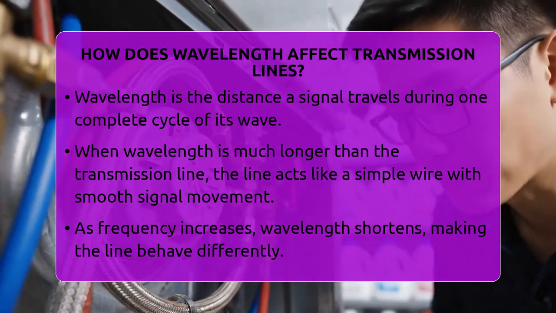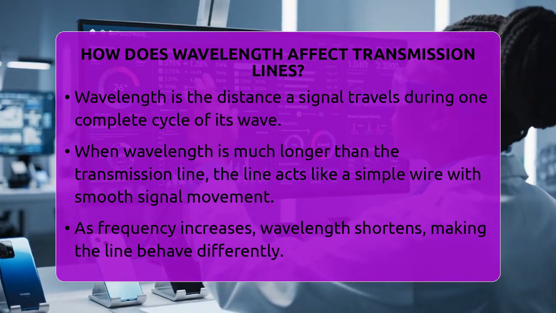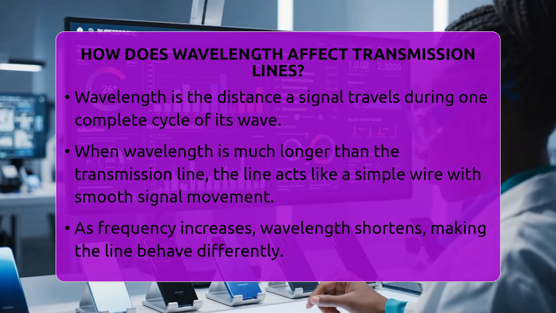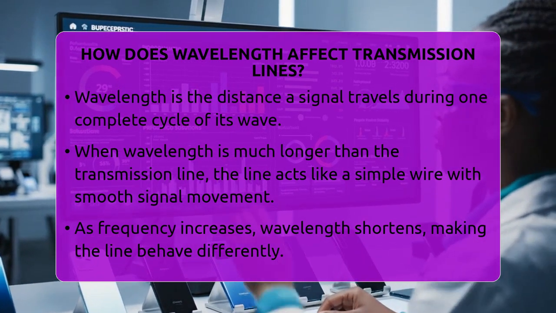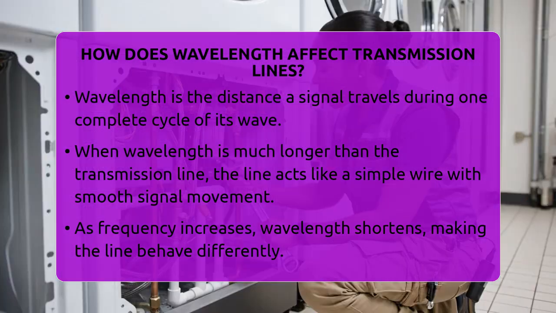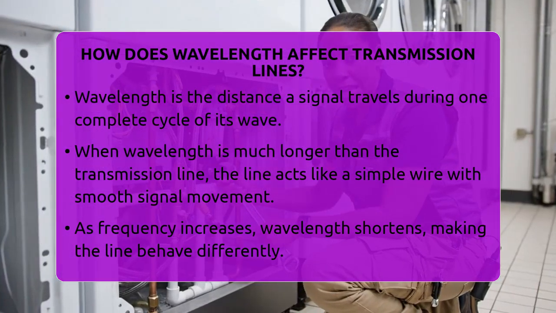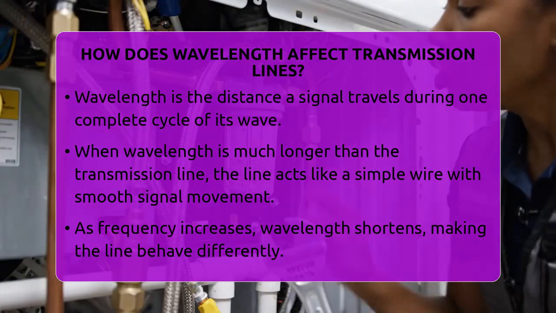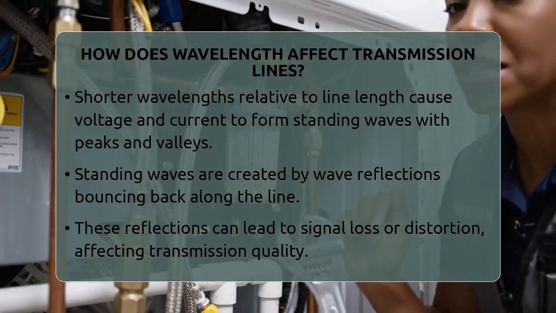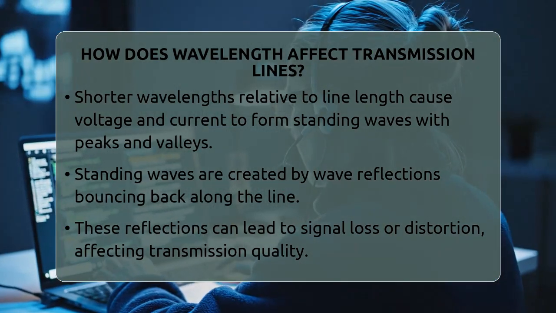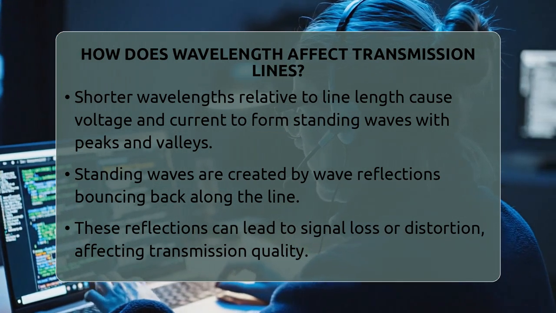When the wavelength is very long compared to the length of the transmission line, the line acts like a simple wire. The signals move smoothly, and we don't need to worry about wave effects. But as the frequency of the signal increases, the wavelength gets shorter. When the line length becomes a significant part of the wavelength, strange things happen.